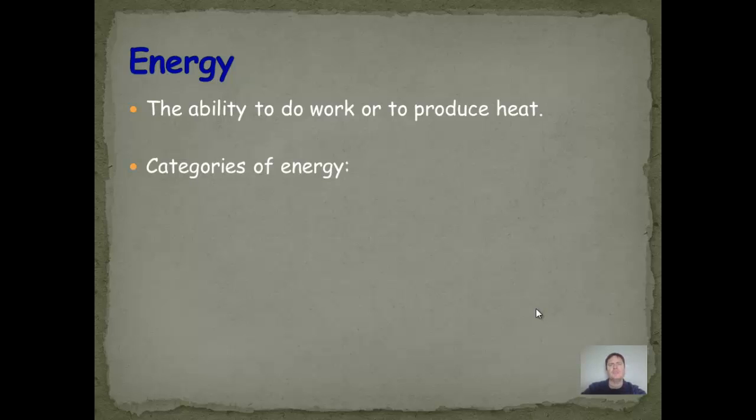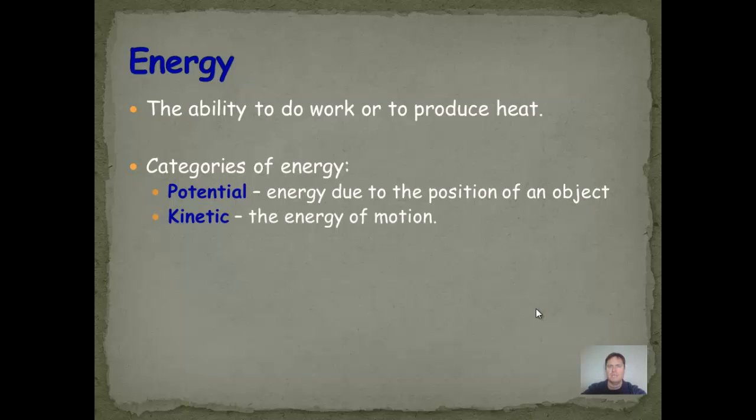Okay, energy falls under three main categories. The first one is potential, and this is the energy due to the position of an object. Where is it located? When we think about it in terms of physics, we think about how high is it above something. When we think about it in chemistry, we think about potential energy as the energy that is stored within bonds. Now, when those bonds between different elements break, it releases that energy into what we call kinetic energy.